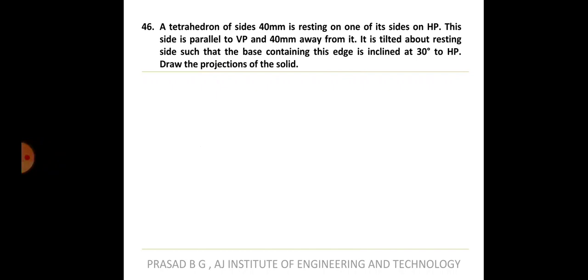Okay, so we have the question here. A tetrahedron of side 40 mm is resting on one of its sides on HP. The side is parallel to VP and 40 mm away from it. It is tilted about the resting side such that the base containing the edge is inclined at 30 degrees to HP. Draw the projections of the solid.